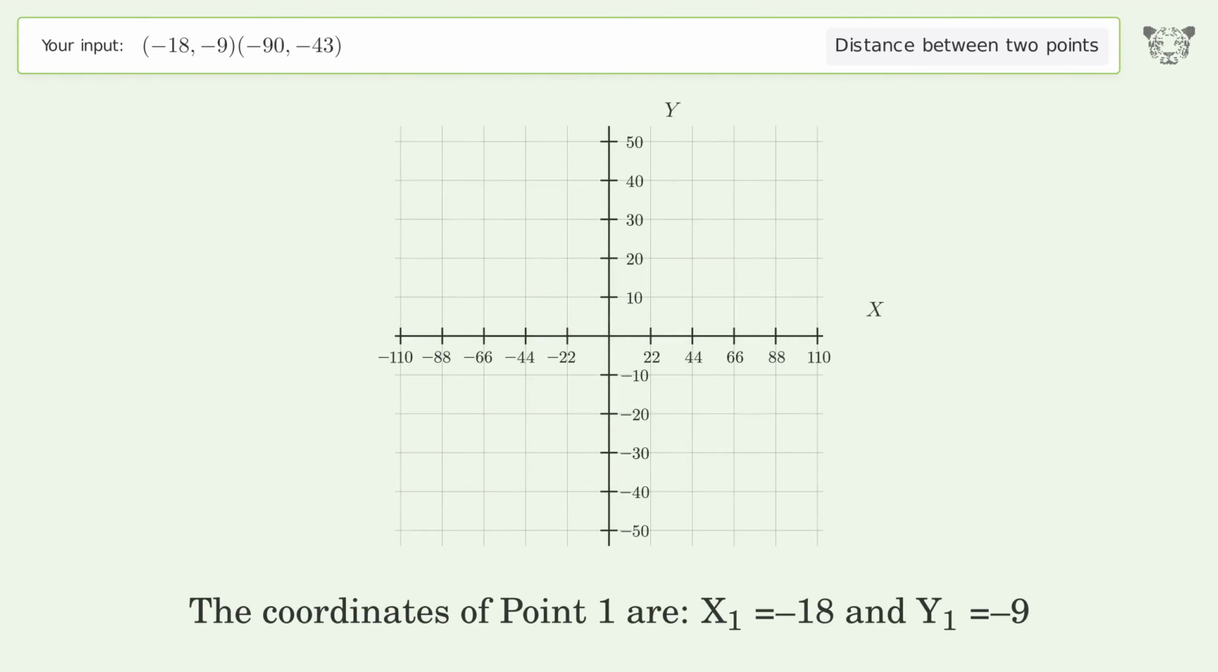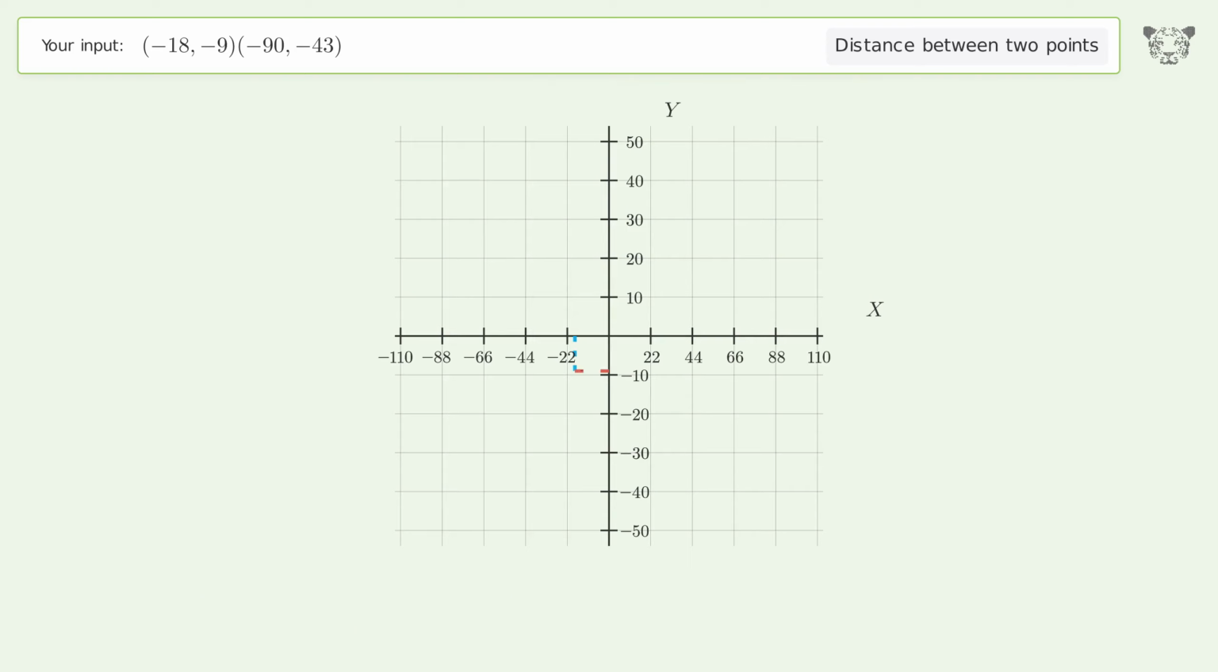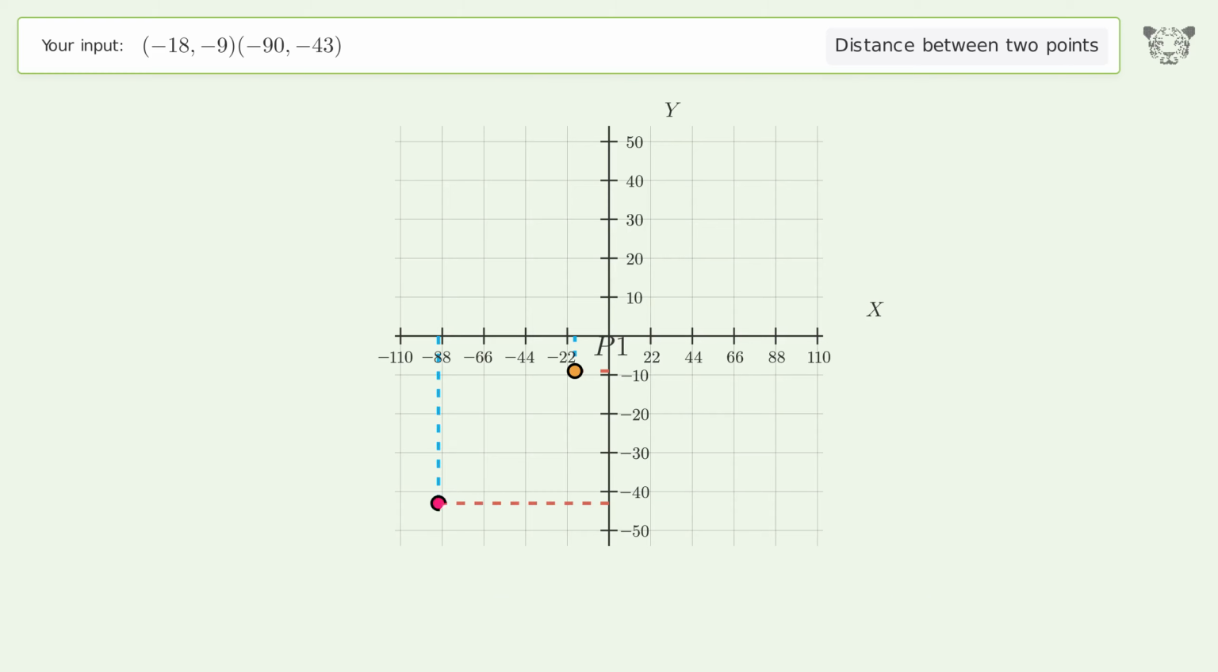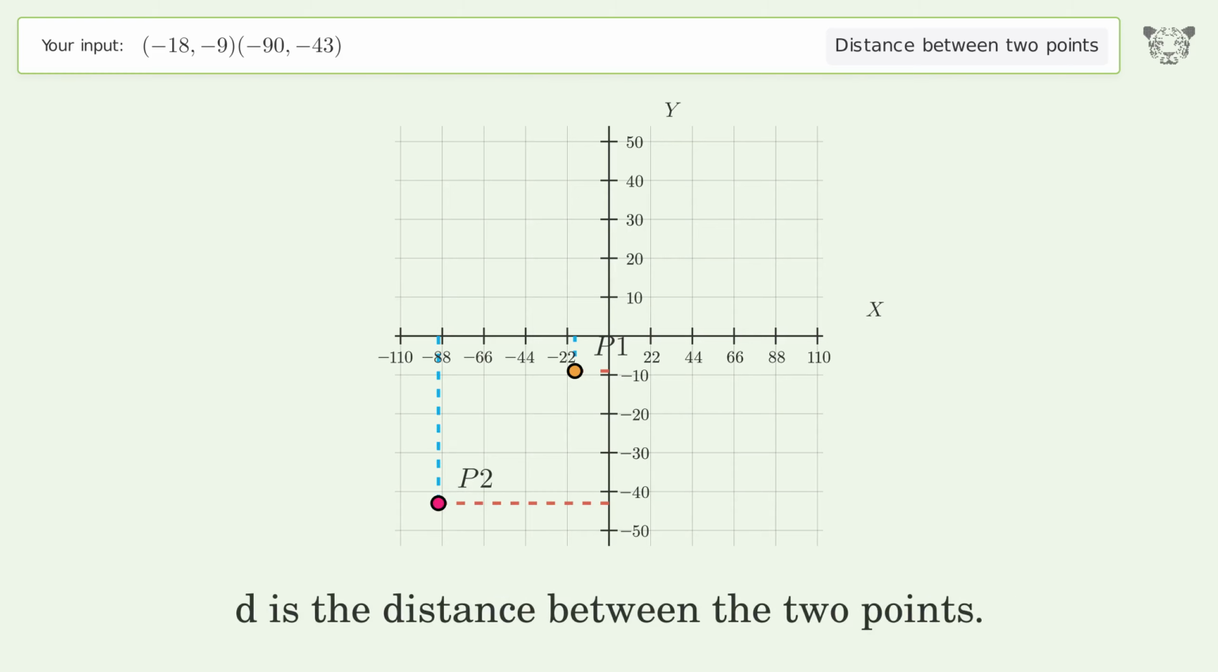The coordinates of point 1 are, x1 equals -18 and y1 equals -9. The coordinates of point 2 are, x2 equals -90 and y2 equals -43. D is the distance between the 2 points.